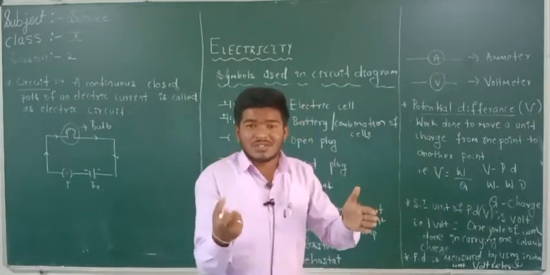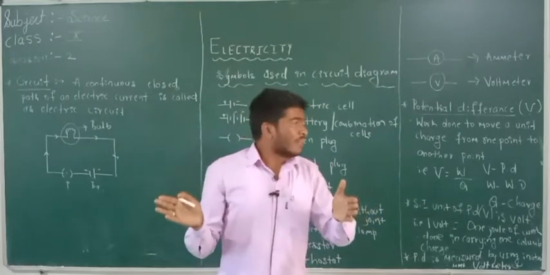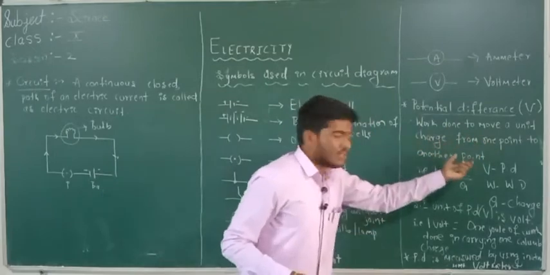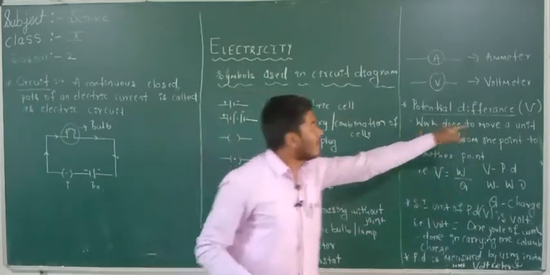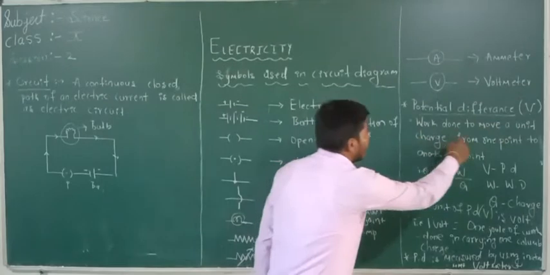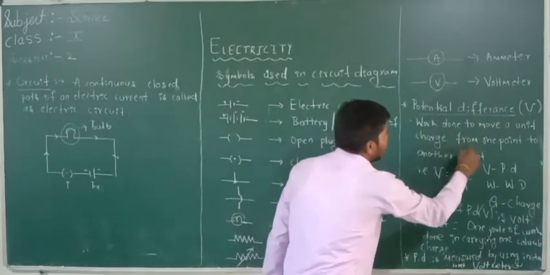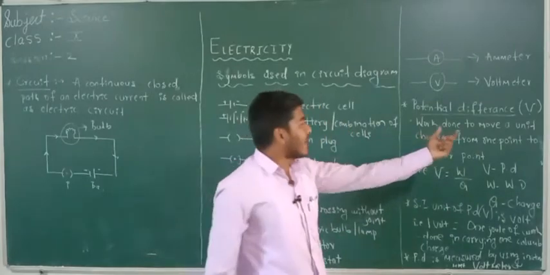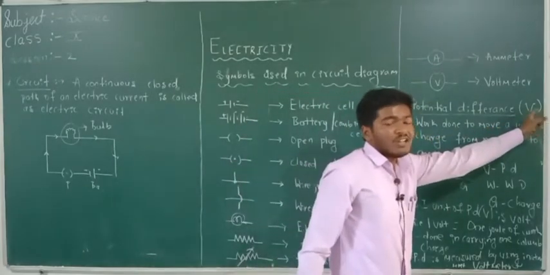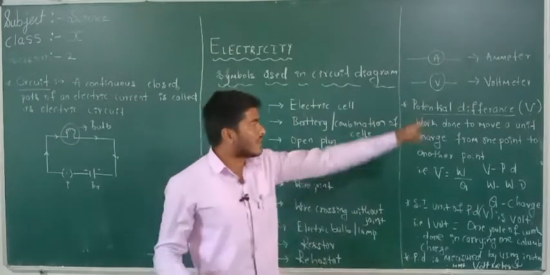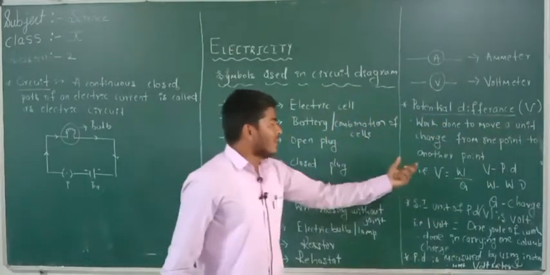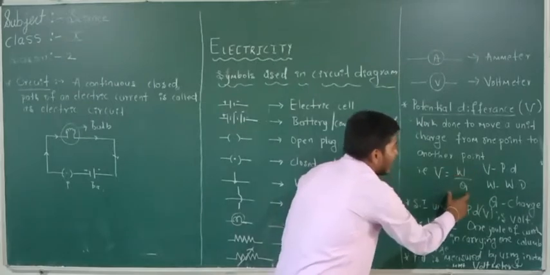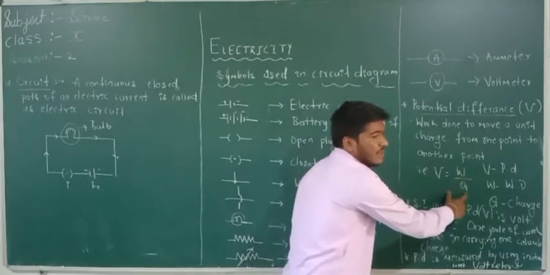We need energy. That energy is the potential difference, the work done to move a unit charge. That energy is nothing but the potential difference. Work done to move a unit charge from one point to the other point is represented by the capital letter V. Therefore, the potential difference V is equal to work done divided by charge Q.